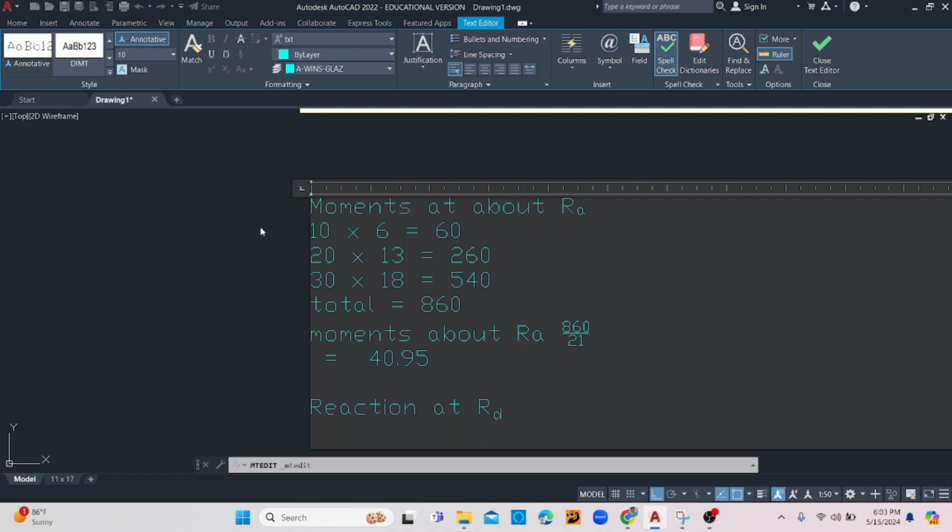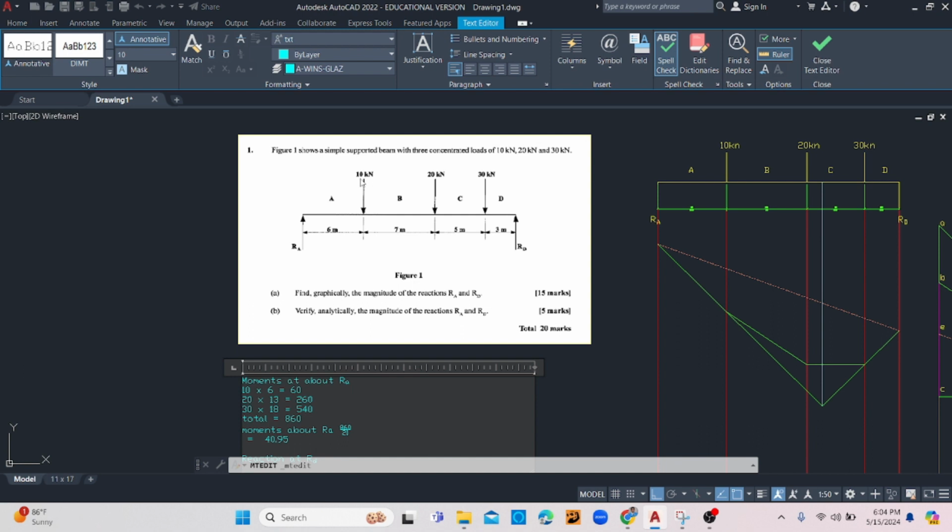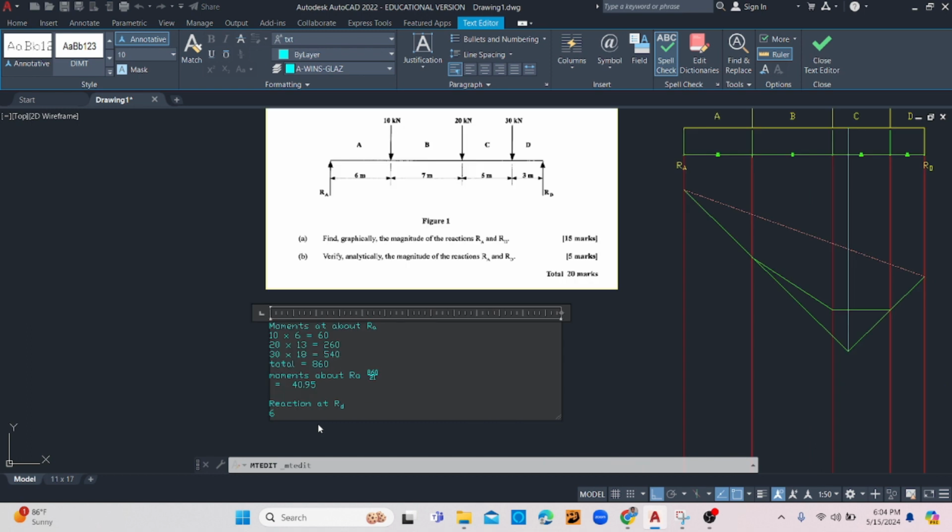So the total load, which is basically, let me do this much here, 30 plus 20 is 50, plus 10, so 60. So the total load is 60. And when we have the 60 there, we're going to be minusing the reaction at RA, which works out to be 40.95. Now I'm going to do the maths here for you guys.